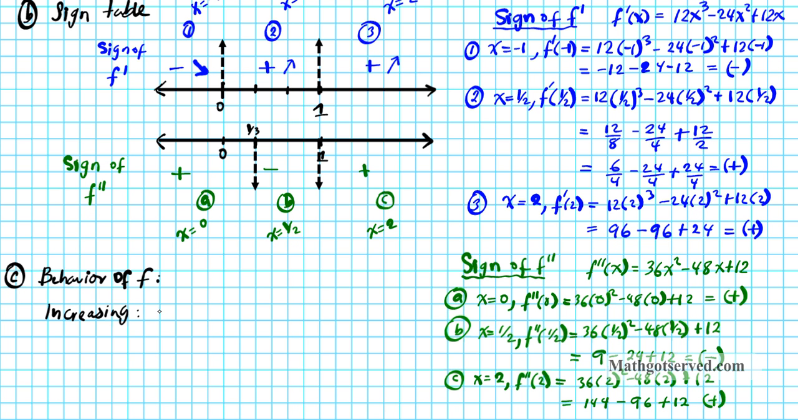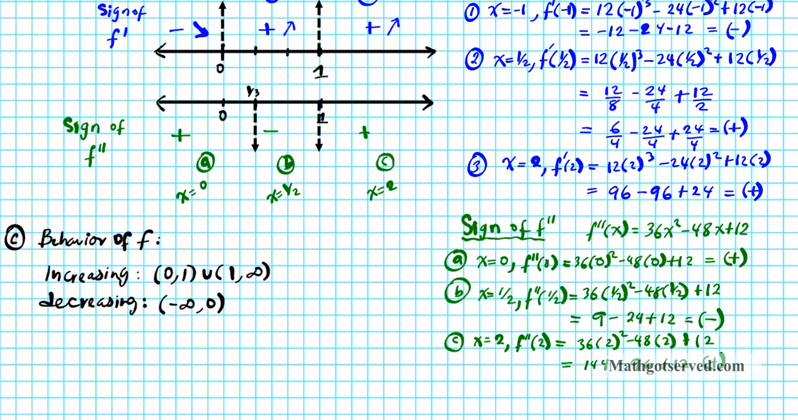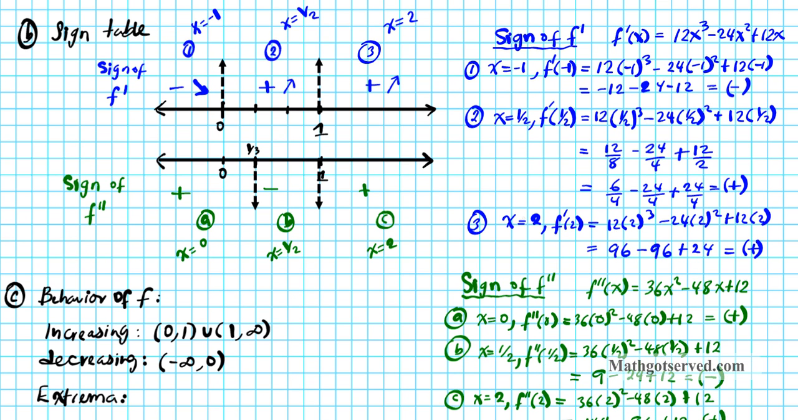Where is it increasing? It's increasing on from 0 to 1, union 1 to infinity. All right? And it's decreasing where the first derivative is negative. So that's from negative infinity all the way to 0. All right? Next thing we'll have to find is the extrema. We can easily determine what the extrema are using the first derivative test.